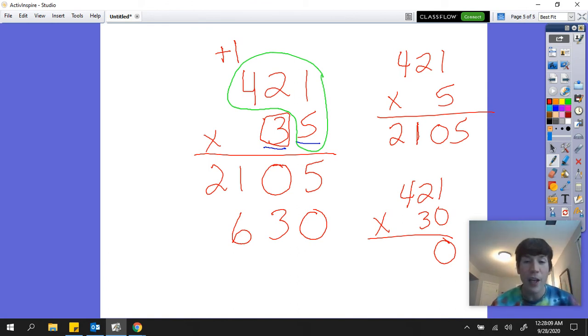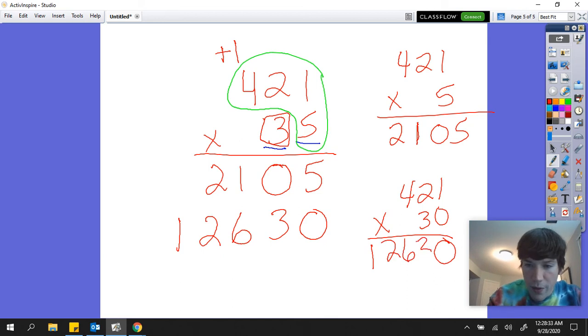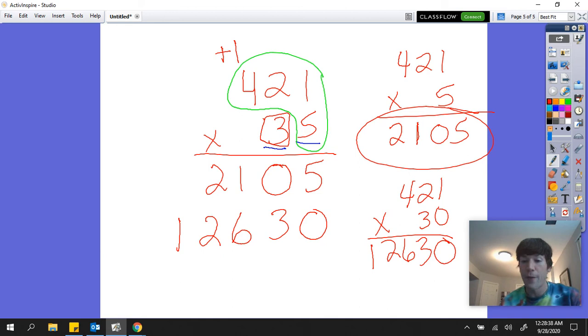And then we're going to multiply 3 tens times 4 hundreds. So it's kind of like multiplying 400 times 30. So I'm just going to do 4 times 3 is 12. And I'm going to tell you that 400 times 30 would be 12,000. And you'll notice we have that in the thousands place. Now, from this point, I know the answer, we'll write this down. I know that the answer to 421 times 5 is 2,105. And I know the answer to 421 times 30 is 12,630.